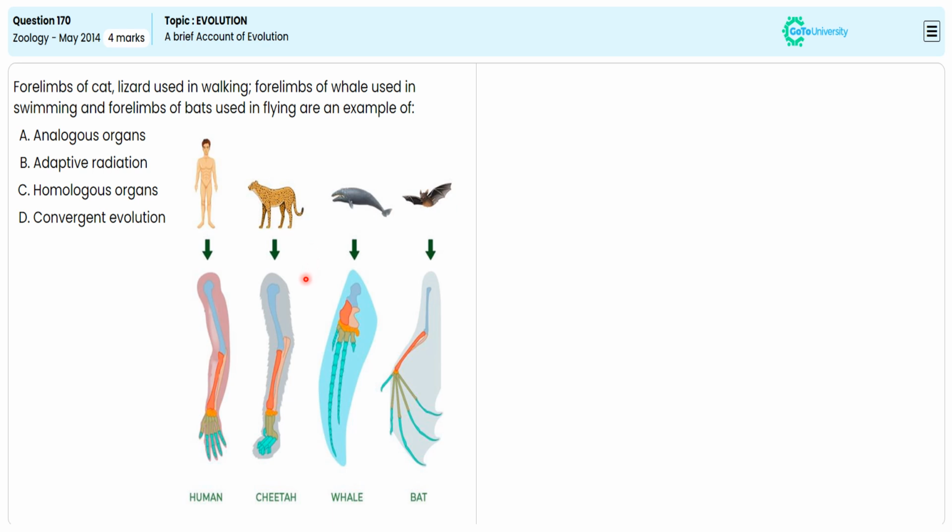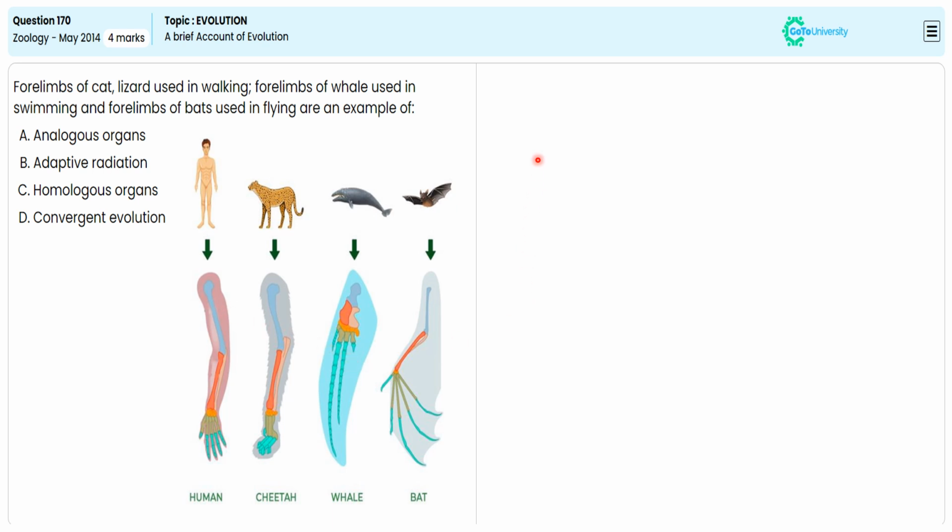In this picture, we can see the anatomy of the human, cheetah, whale, and bat. The forelimbs have a similar anatomy pattern but perform different functions. So we are choosing option C as the correct answer after ignoring options A, B and D to secure 4 marks. What are the points we told with this pictorial representation?